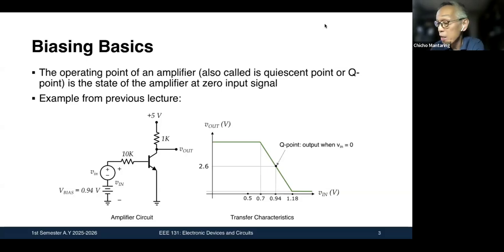So what is my output? My output is 5 minus 2.4 mA times 1K, which is 2.4 volts. So 5 minus 2.4 volts will give me 2.6 volts. I call that my Q point. 0.94 V input, 2.6 V output. That is my Q point, the output when v_in is equal to 0.